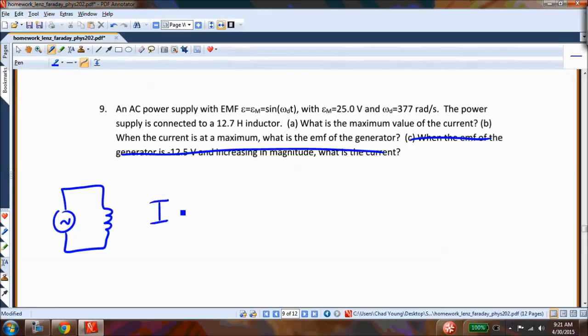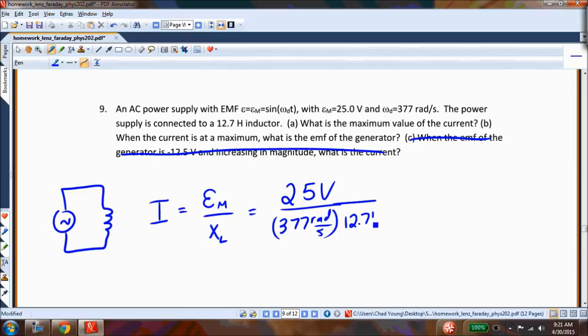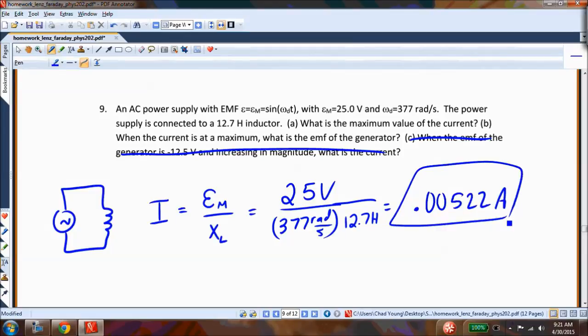Well, this is just like the problem we did before. I is equal to EM over the reactance of the inductor, the inductive reactance. So that is going to be equal to 25 volts. Remember, this XL is equal to omega d L, so that's going to be 377 radians per second times 12.7 henries. And that gives me the maximum current, which is 0.00522 amps. So that's part A, and I just use this idea: remember XL is equal to omega d L.